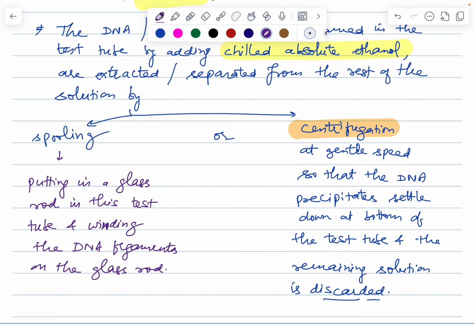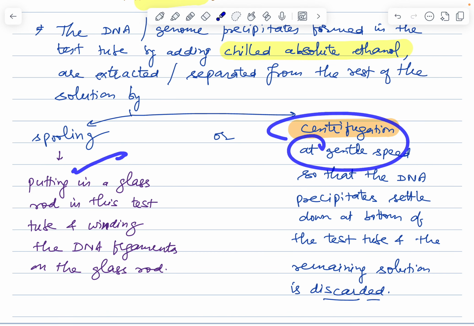It's like basically simply lifting them. It's like something has fallen in your tea or coffee mug, and you take a spoon to take out that foreign thing. So you just take a spoon and scoop out whatever you want to. Similarly, just take a glass rod and with the help of it, scoop out the genome or the DNA precipitates. So whatever method you use, if you are, let's say, a poor scientist who cannot afford a centrifugation machine, we can always do spooling.